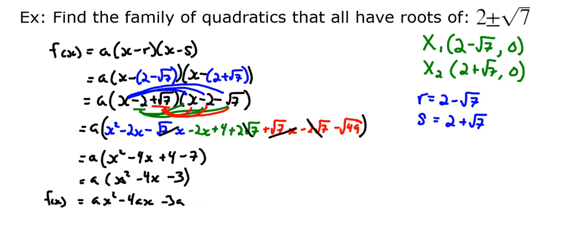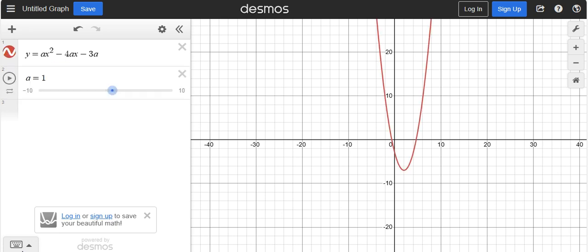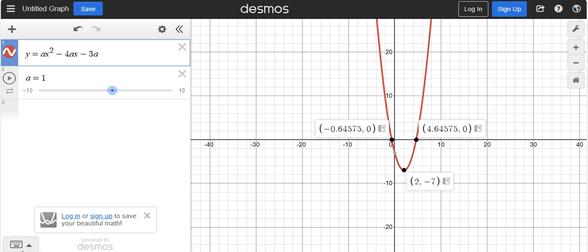a represents any value, and this represents the entire family of quadratics. If we click over to Desmos for a second, I already have this entered into Desmos, and Desmos allows us to set this as a slider. Here we have a quadratic with roots at 2 plus root 7 and 2 minus root 7. What that means is our axis of symmetry is at 2, and it's root 7 this way and root 7 that way to my two intercepts.